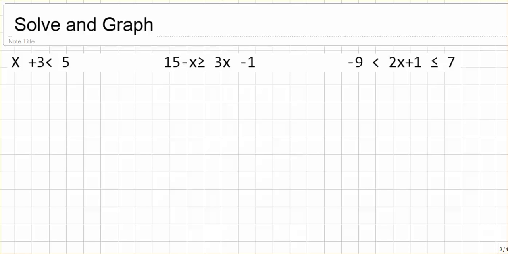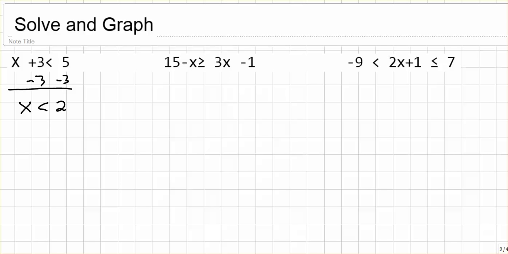So if we look at this first one, x plus 3 is less than 5. What we want to do is find out what values x has to be to make this true. So all we need to do is subtract 3 from both sides, and then we get x is less than 2. So any value that satisfies x is less than 2 will work.